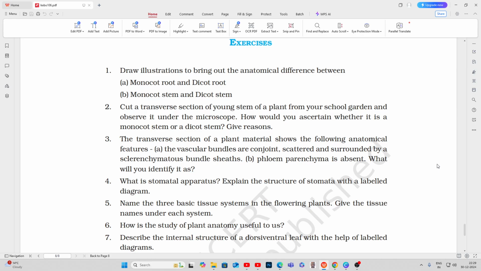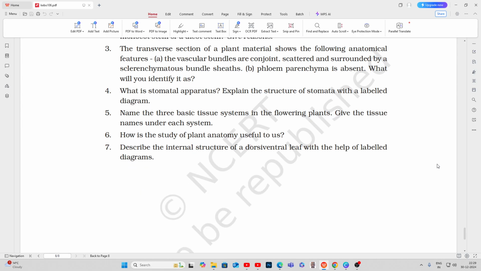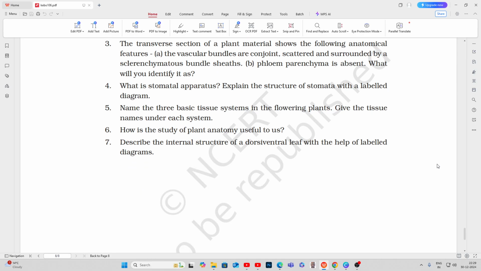Give reasons. 3. The transverse section of a plant material shows the following anatomical features. A. The vascular bundles are conjoint, scattered and surrounded by sclerenchymatous bundle sheaths. B. Phloem parenchyma is absent. What will you identify it as? 4. What is stomatal apparatus? Explain the structure of stomata with a labeled diagram.